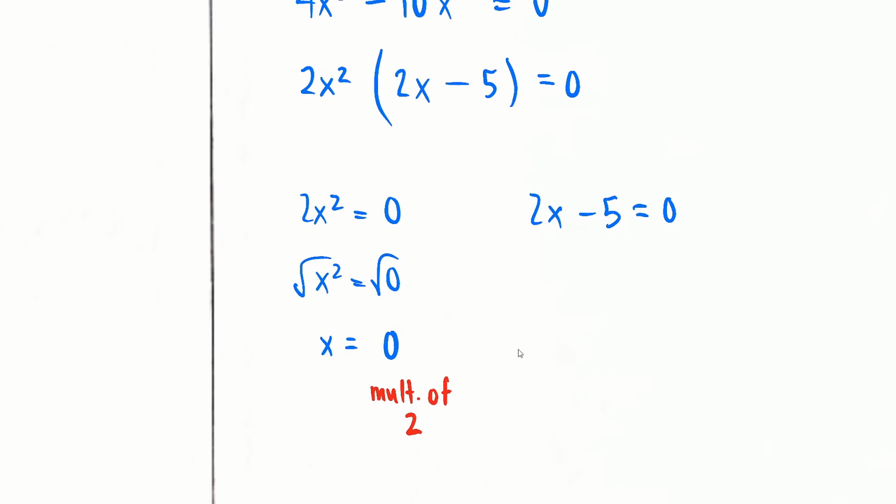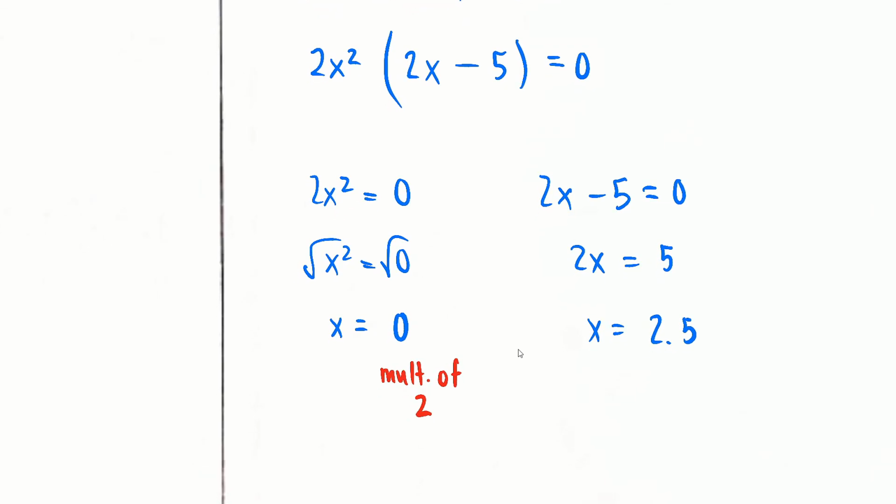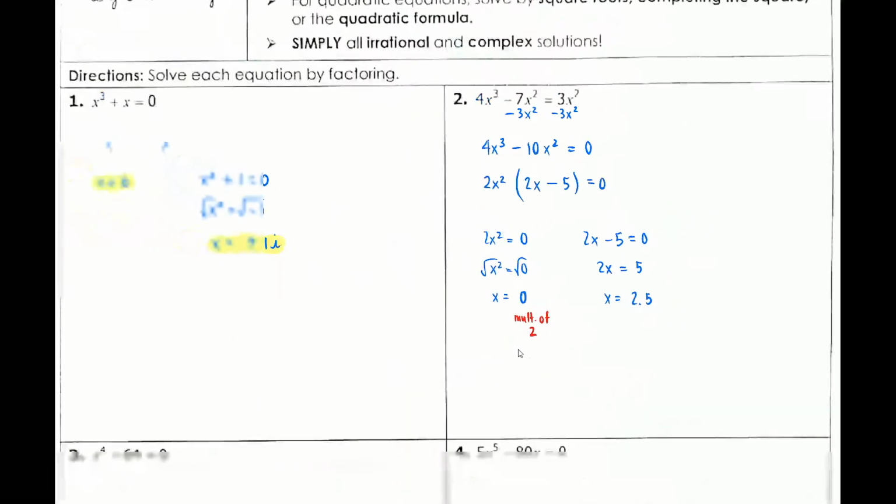Now let's finish off the other one. We're going to add 5. We're going to divide by 2. That's 2.5, or 5 halves if you want to write it. So 3 answers: 0 with a multiplicity of 2, and 2.5. All right? I hope you guys understood that one. Let's keep on cruising along.